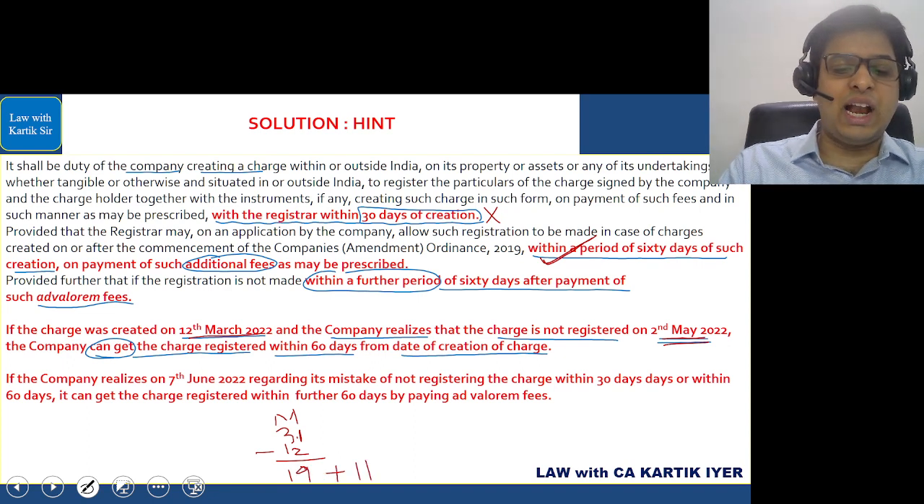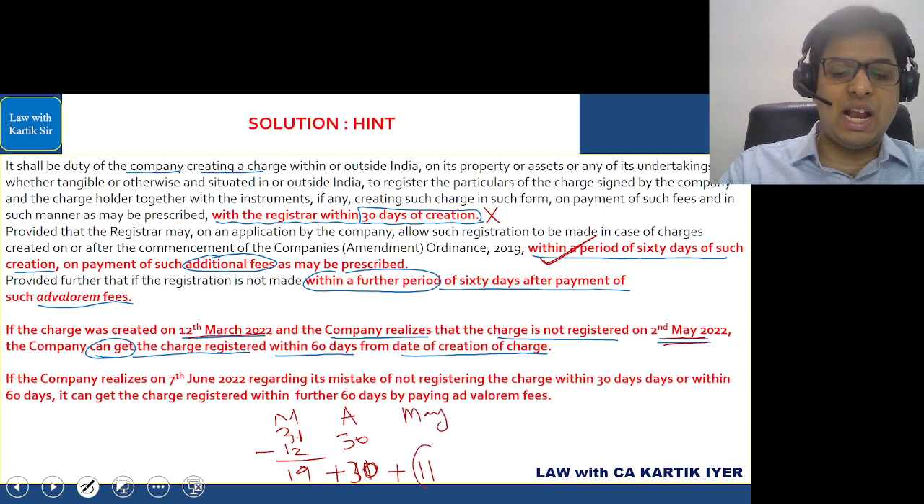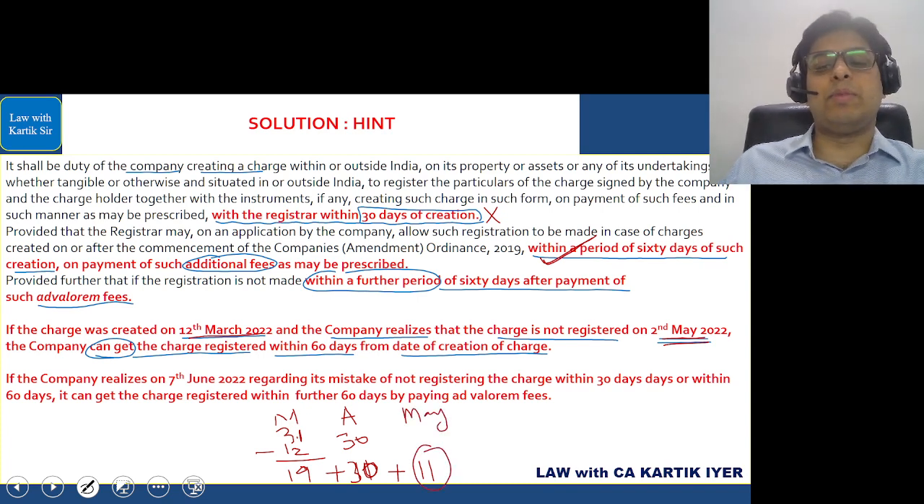Plus you can add 11 days of April. So you understand you are adding 11 days of April, or you can do one thing. You can take all 30 days of April here. So I'm writing here 30 here. So total comes to 49. Now you add 11 days here. So May 11th will be the completion of 60 days.